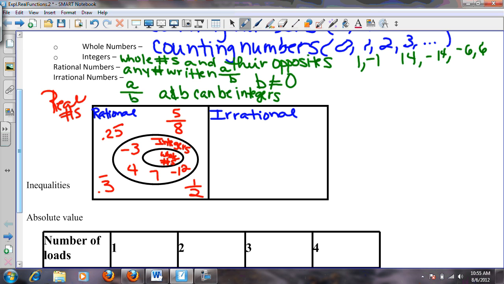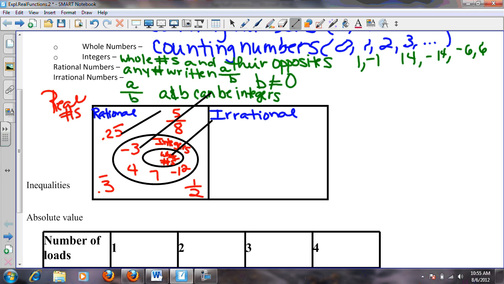Notice, though, that we have whole numbers inside the integers. That means whole numbers can also be integers. We have integers inside the rational numbers. Integers can also be rational numbers. If it is outside of the circle, like these, it's not a whole number or an integer, but yet it's still a rational number.